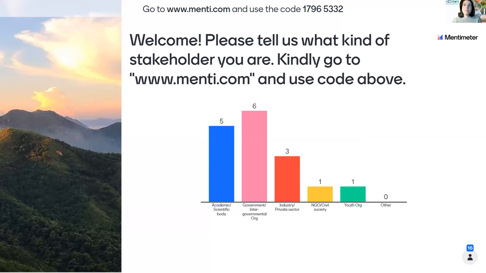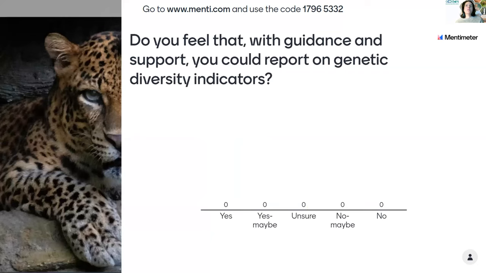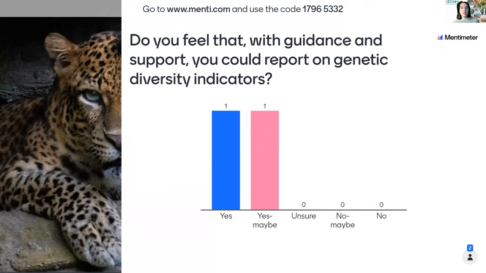So going back to the Mentimeter, we had an additional question about, after maybe hearing these talks or from your own perspective, do you feel that with guidance and support, you could report on genetic diversity indicators? So given maybe what you've known so far, or maybe in your own experience, do you think this is feasible? The options are yes, maybe yes, unsure, maybe no, or no. The chat, I think, had the link to the Mentimeter. Otherwise, go to menti.com and put in the code number at the top of the screen.